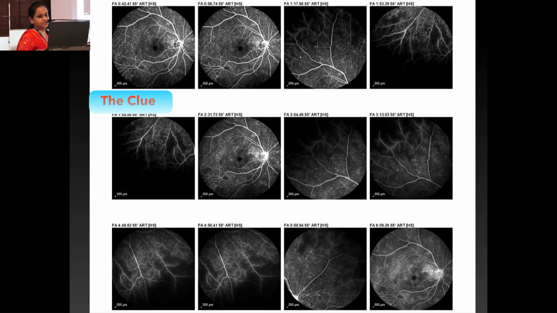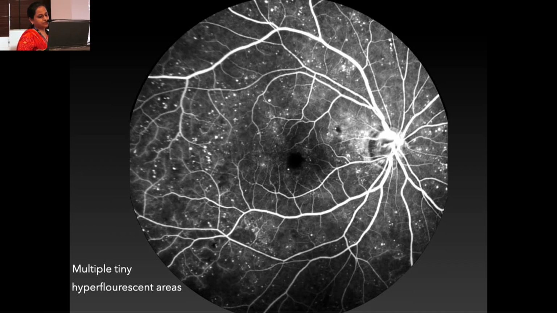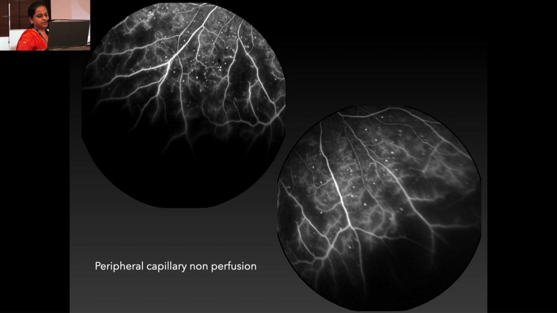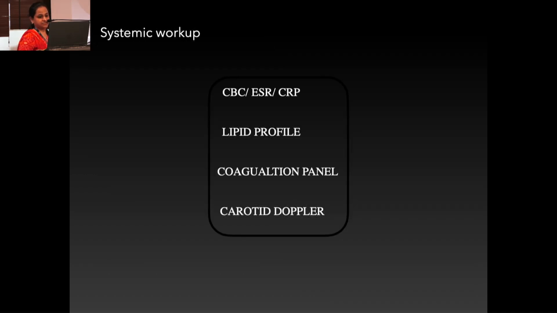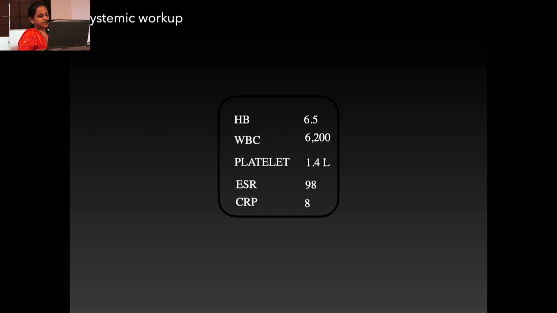You can see that multiple tiny hypofluorescent areas were present, which indicated microaneurysms, and peripheral capillary non-perfusion areas were present in the right eye periphery. So when you think about a normal fundus and NVG, we have to do a detailed systemic workup. For the initial part, we did the CBC, ESR, CRP, lipid profile, coagulation panel and carotid Doppler. Hemoglobin came as 6.5, WBC 6200, platelets 1.4, ESR 98 and CRP was 8.